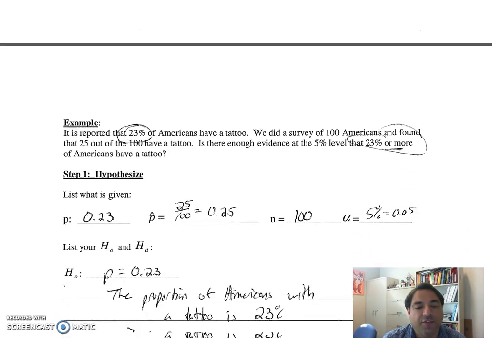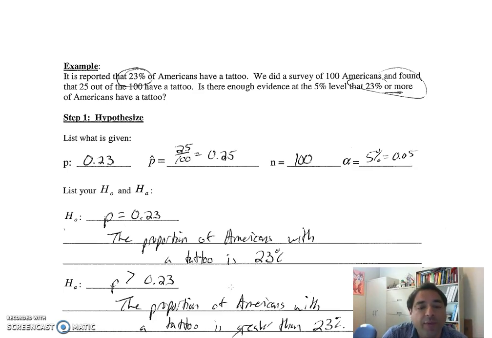Okay? So let's look at our very first example. It is reported that 23% of Americans have a tattoo. We did a survey of 100 Americans and found that 25 out of 100 have a tattoo. It's a random sample. Is there evidence at the 5% level that 23% or more of Americans have a tattoo? So let's break this down. Our P would be 0.23. 23% of all Americans have a tattoo. You did a study, random sample, of 100 people, and 25 out of the 100 have a tattoo, 0.25. Now the sample size was 100, and our alpha, our cutoff, is 5%. And we're looking to see if it's 23% or more.